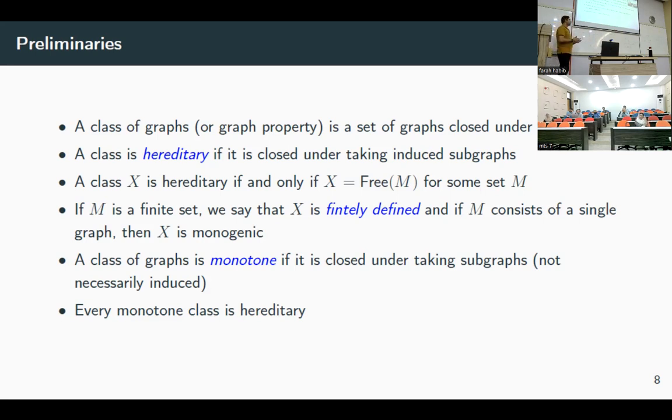So if we have a class, then we say that this is a hereditary property. If I have a class of all bipartite graphs, then every graph is similar to the other graph in the sense that they are all bipartite. So there is a common theme among those graphs. So they are hereditary.